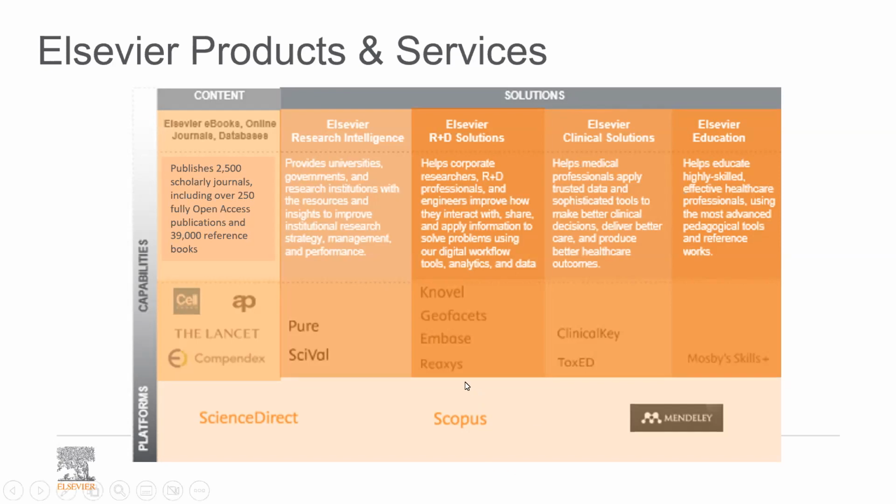We have other platforms like Embase, Reaxys, and ClinicalKey. They are specialized in pharmacology, maybe chemistry, the clinical field, or the medical field. So we can find among the products provided by Elsevier some platforms or search engines focusing on one specific field. Of course, one of the famous platforms, you already know about it, is ScienceDirect.